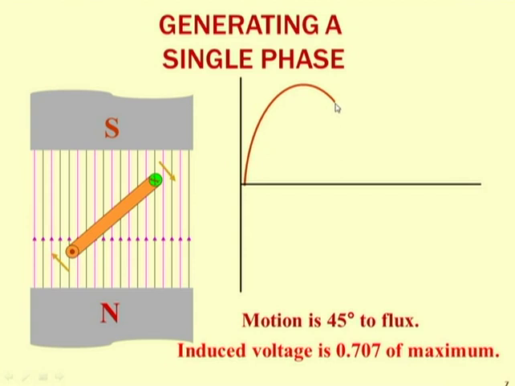See again, at this point and at this point, that means at 45 degrees and at 135 degrees, in both cases the EMF induced in the conductor is 70.7% of the maximum value. But at 45 degrees it is rising, and at 135 degrees it is decreasing, or you can say the waveform is declining.